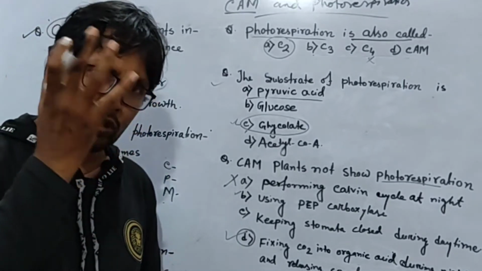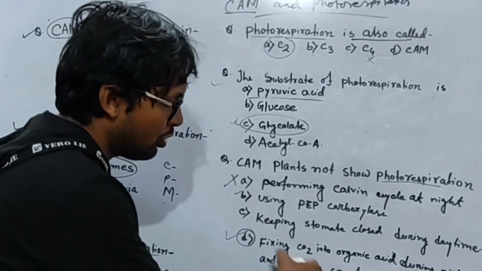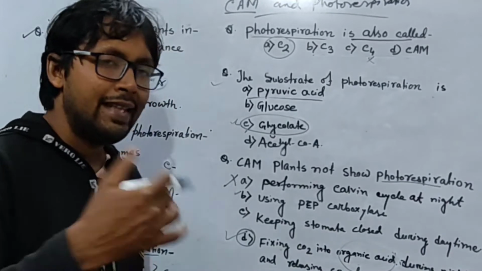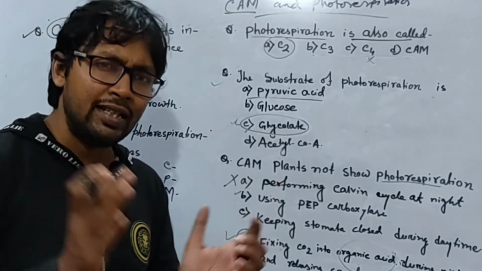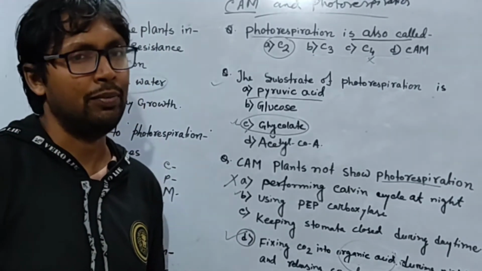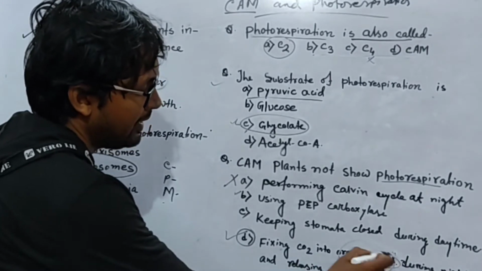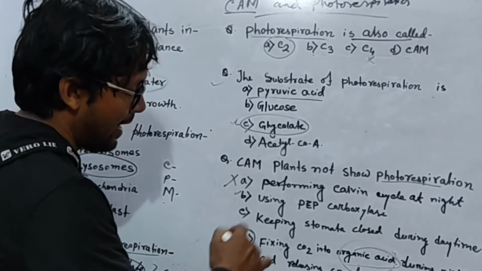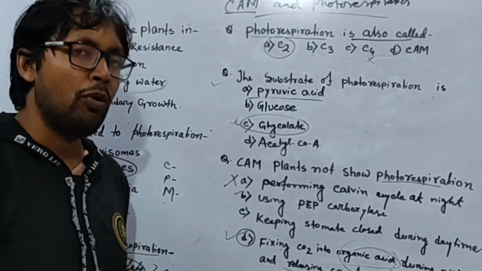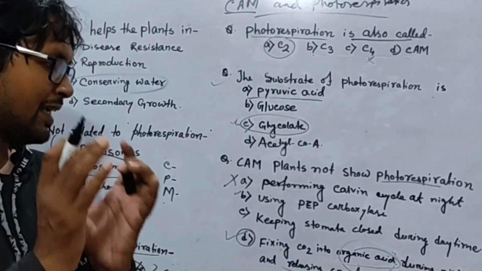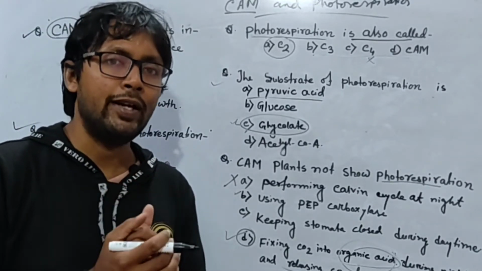During the night time, organic acid formation occurs, and that organic acid is utilized during the daytime. During the daytime the stomata are closed, so oxygen is not coming in. This is a very important point: fixing carbon dioxide into organic acid during the night and releasing it as carbon dioxide during the daytime for the Calvin cycle. So the Calvin cycle here is uniquely operated.